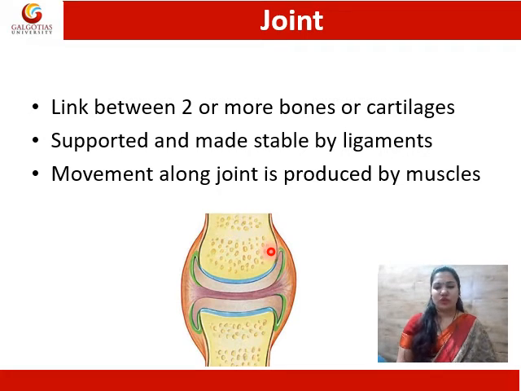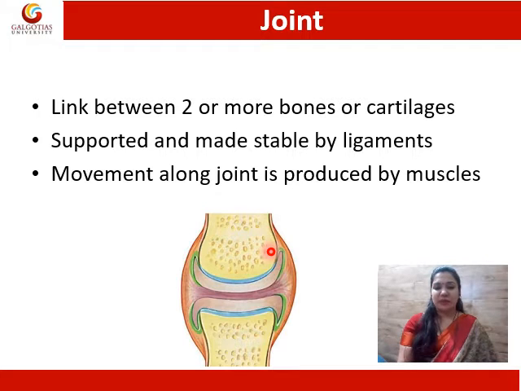So let's discuss the joint. A joint is the link point between two or more bones or cartilages. It can be between two bones, between a bone and cartilage, or between two cartilages. The joint is supported and given stability by the ligaments. The movement along a joint is produced by muscle contraction. If a muscle contracts, then a joint is able to move or perform action on its axis.